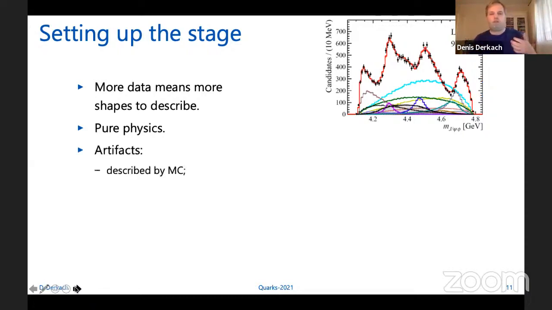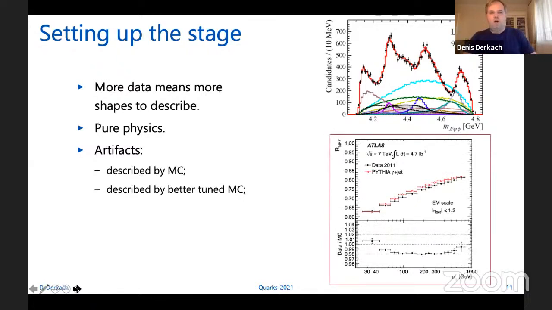However, normally we expect not pure physics, but artifacts that are probably described by Monte Carlo or can be described by better tuned Monte Carlo. This is an example of Monte Carlo that is not well reproducing data. So you see there is a difference in the plots. Just an example. Any experiment has this kind of problem. But this is not the worst thing. The worst thing is that there can be artifacts that are hard to describe in the simulation.